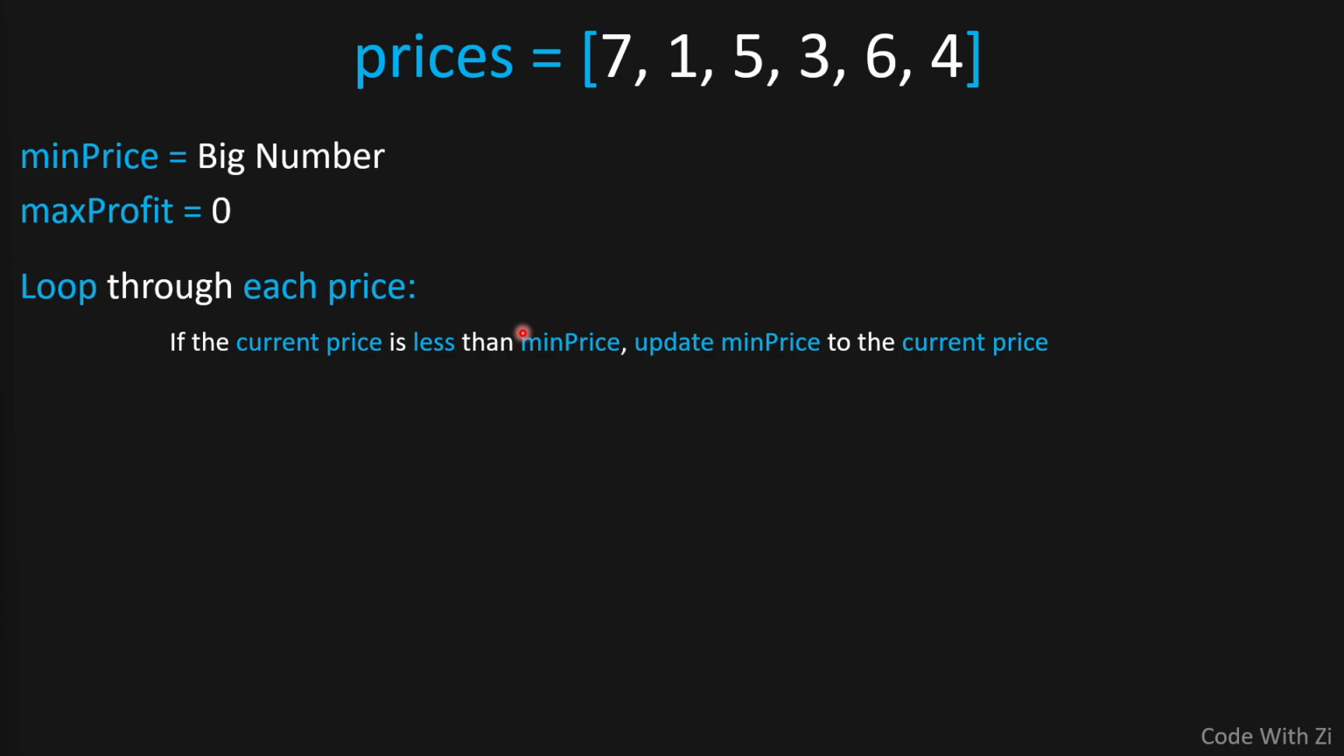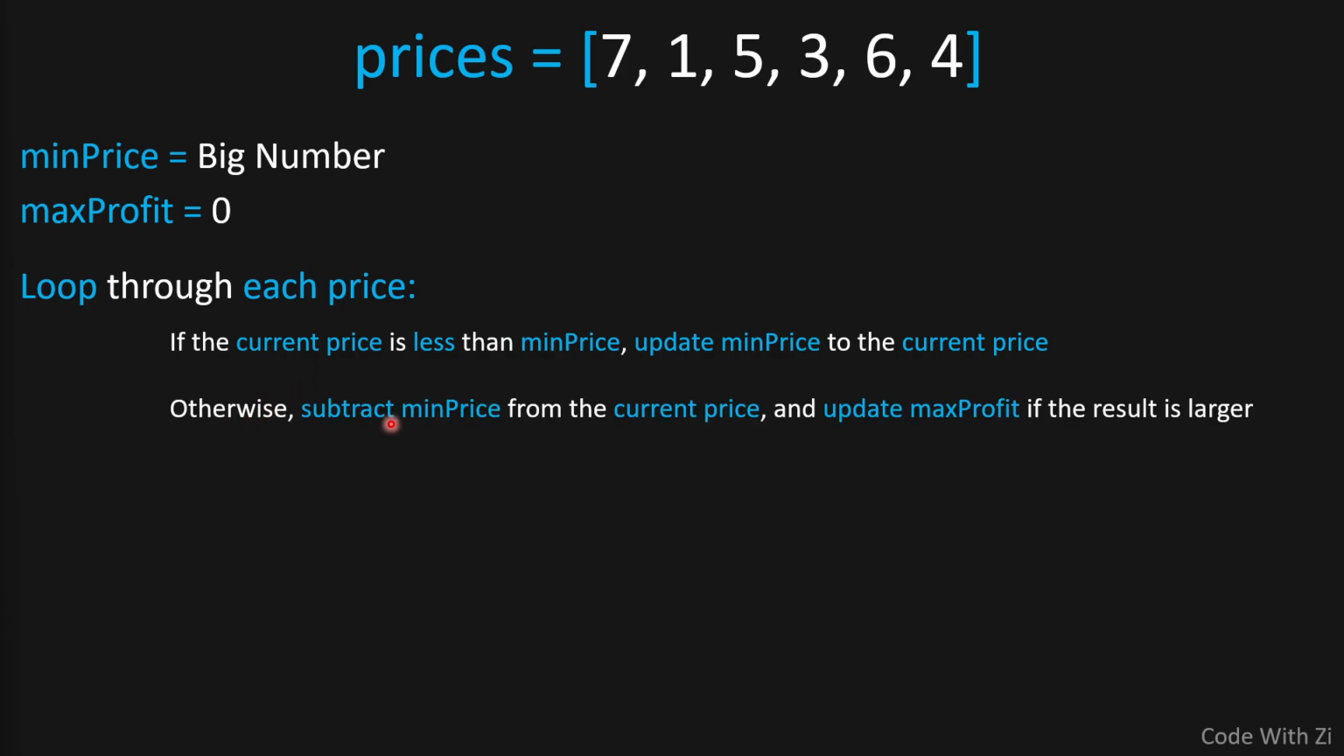And if this was not the case, we're going to say otherwise, subtract min price from the current price and update max profit if the result is larger, meaning we're going to check if we can actually make a great profit if we sell at the current price. And we're going to update our max profit if the result is larger. Don't worry, I'm going to visualize all of this in literally 10 seconds. And then at the end, after our loop, we're going to return the max profit. Now, let's see how this works.